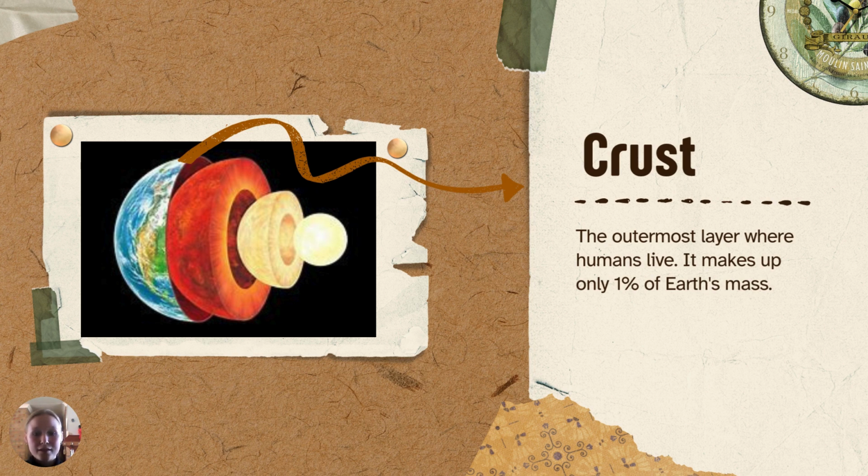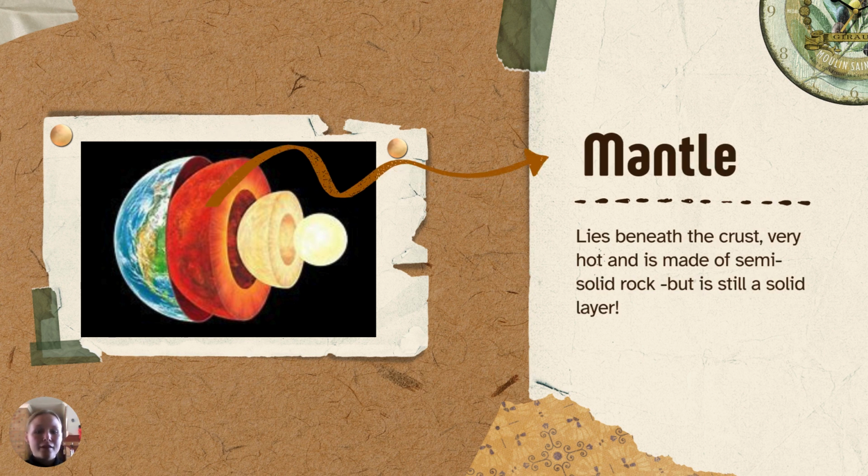The crust, the outermost layer where humans live. It makes up only 1% of Earth's mass. The mantle, it lies beneath the crust. It's also the second layer and very hard, and it's made of semi-solid rocks, but it is still a solid layer.